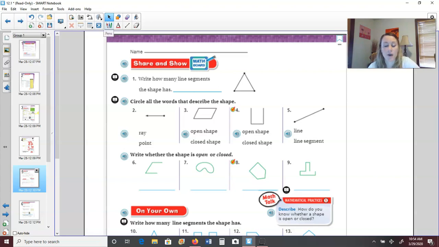So on the share and show, we're just looking at some more of these plane figures. Remember, these are all two-dimensional because they are flat on our paper. Number 1 says to write how many line segments the shape has. Remember, a line segment is a part of the line. It has those endpoints, so it does not continue on and on and on. It doesn't have those arrow tips. So a line segment has a starting and an ending point.